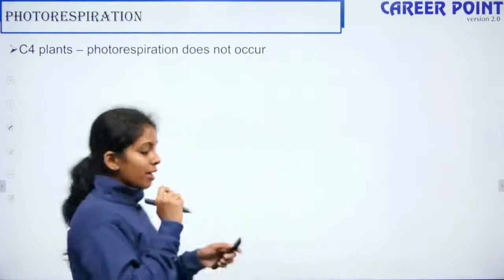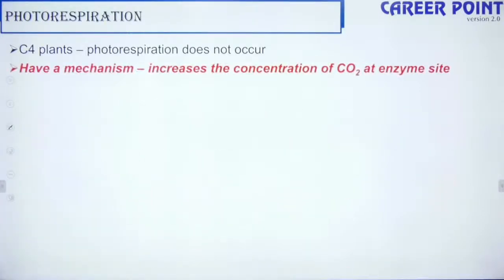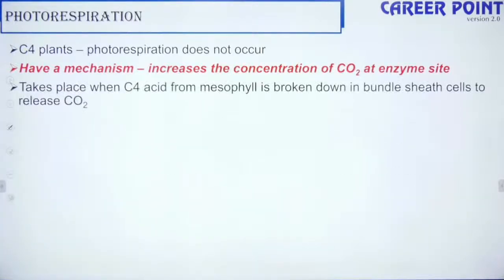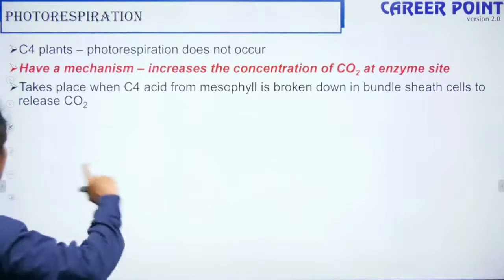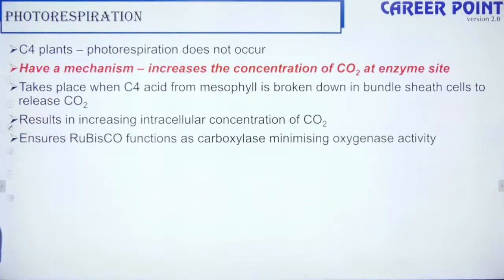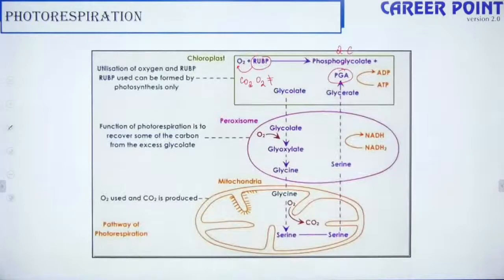Only in C3 plants we have a huge problem. They have a mechanism that increases the concentration of carbon dioxide at the enzyme site. It takes place when the C4 acid from the mesophyll, that is the malic acid, comes to the bundle sheath cells, it is broken into carbon dioxide plus PGA. So this results in increasing the intracellular carbon dioxide concentration. Thus only carbon dioxide binds.